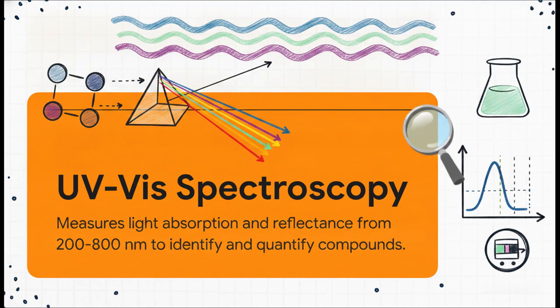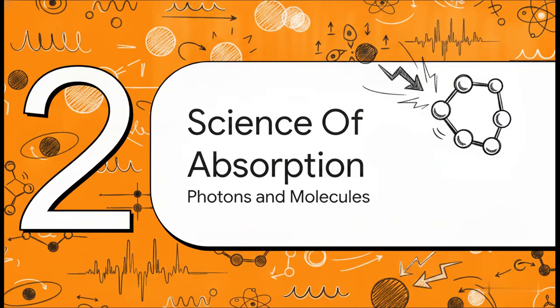Now, for this to work, your sample has to be a chromophore. That's just a fancy way of saying it contains parts of a molecule that naturally absorb specific wavelengths of light. When we shine a broad range of wavelengths through that sample, the instrument checks exactly how much light gets absorbed. The result? A unique absorption spectrum that helps us identify and quantify the exact compounds we're dealing with. Moving right along to Part 2, the science of absorption.